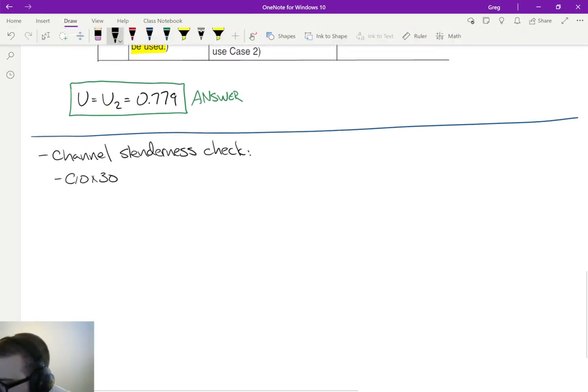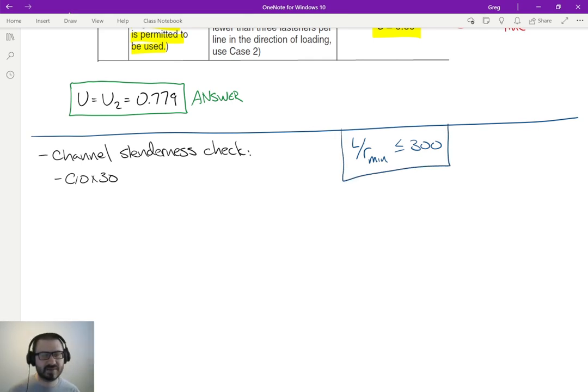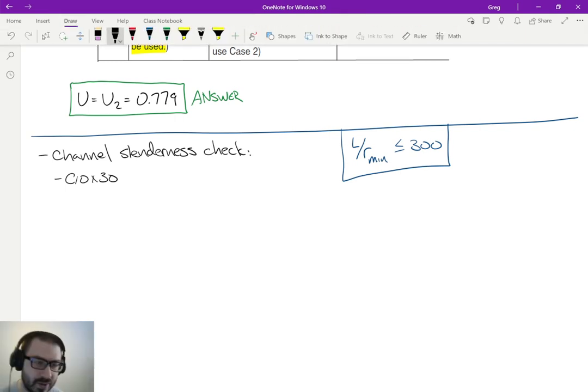Now what the spec says is that L over R, in this case R minimum, has to be less than or equal to 300. And I guess that's not really a fair way of saying it. The spec actually doesn't have a codified slenderness limit, but it has a very strong suggestion that this is your maximum slenderness. That's what we're going to employ in this class, and that's what most structural engineers employ as well.